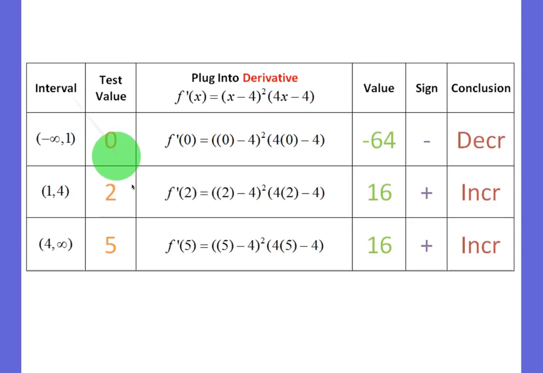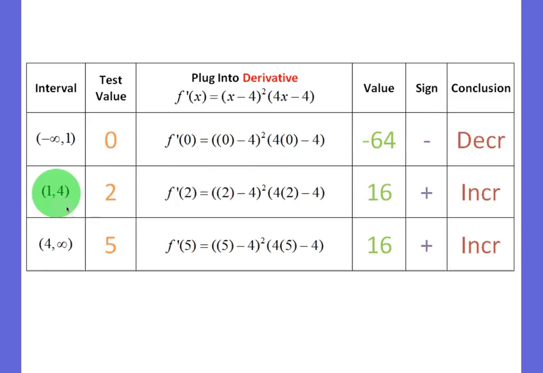All right, now we're going to go to our chart, which involves increasing, decreasing. We know from before that we're going to have 3 intervals with 2 critical values. First interval, negative infinity to 1. Second one is 1 to 4. Third one is 4 to infinity. So a test value here would be 0. We're going to plug that into the derivative. We're going to get negative 64 back. This tells us that on this interval it will be decreasing since we got a negative number back.